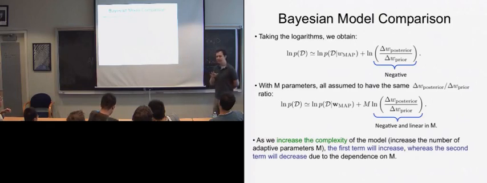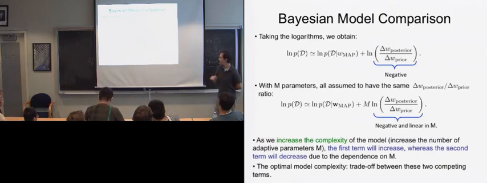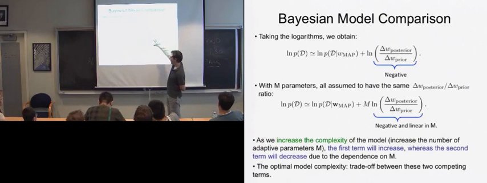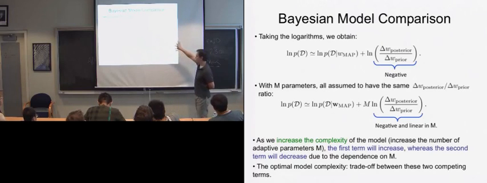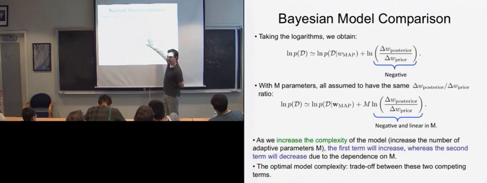So that represents one of the key aspects, because what happens here is that the optimal model complexity, the optimal model, is you're going to be looking at the trade-offs between these two competing terms. It's the penalty coming from the prior, and how flexible your model is.